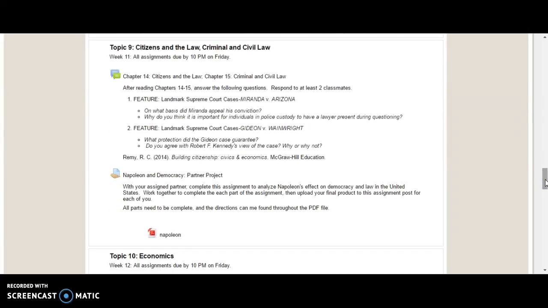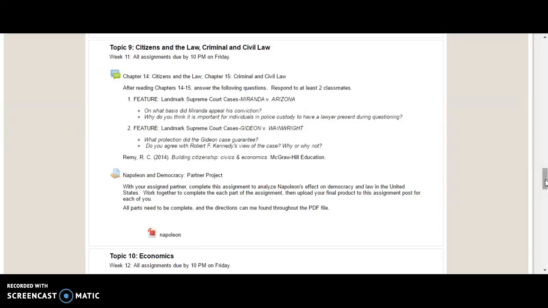Alright, topic number 9, citizens and the law, criminal and civil law. We covered 2 chapters here. They understand how the law applies to citizens. They gain an understanding of the criminal and civil law process. They get to understand specific landmark Supreme Court cases and how the law applied and why the law was in favor of the plaintiff, or Miranda and Gideon in these cases.